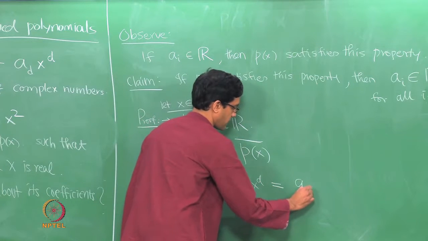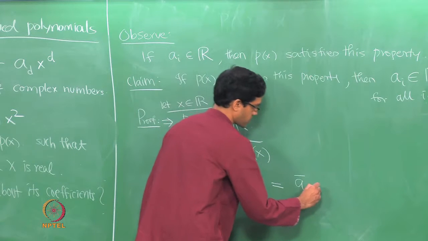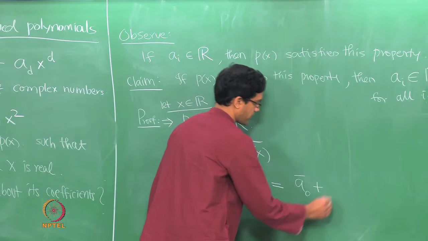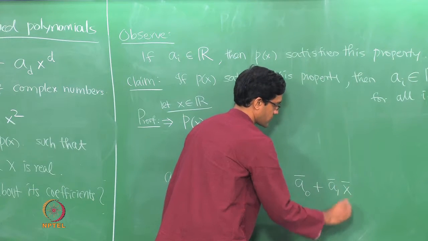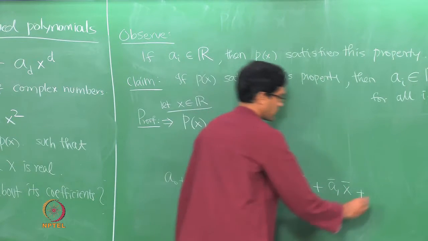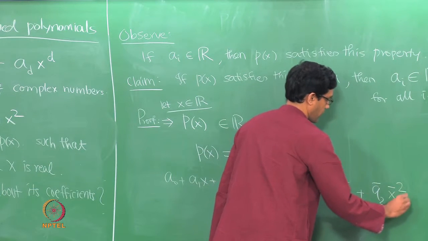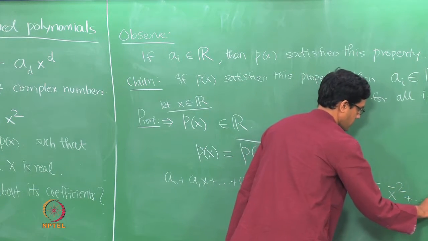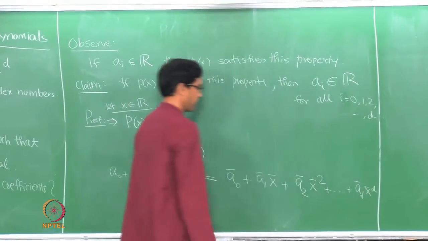So this is just nothing but the conjugate of a0. Remember a0, a1, a2 are potentially complex numbers for now, so it is the conjugate of a0 plus the conjugate of a1 times the conjugate of x plus the conjugate of a2 times the conjugate of x squared and so on, conjugate of ad times conjugate of x to the power d.